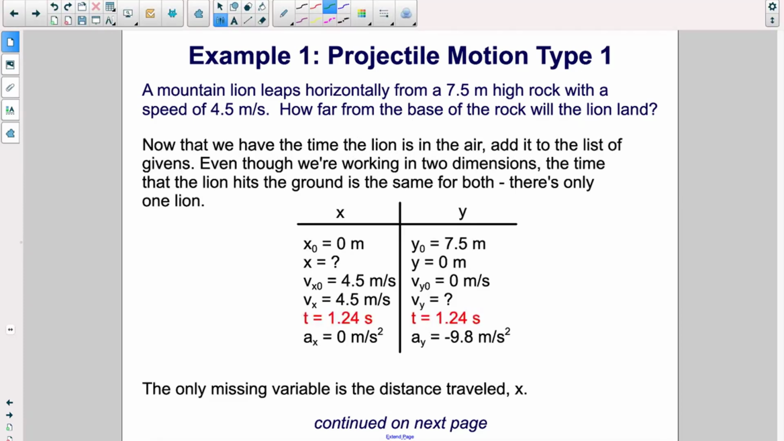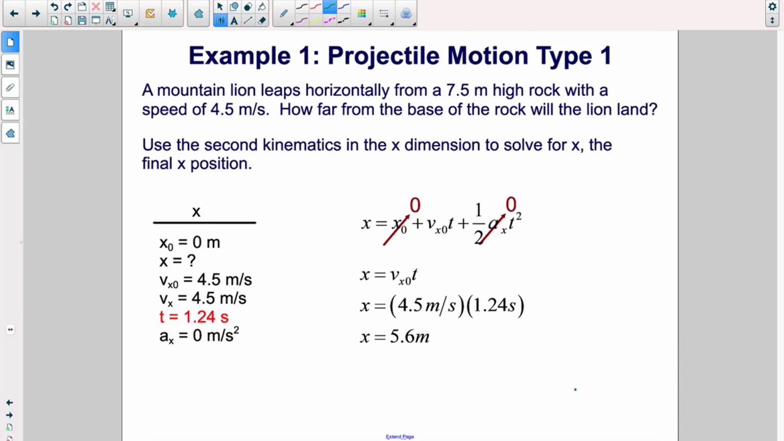Now that we have the amount of time the lion's in the air, add it to the list of givens. Look, it's here on both sides. Even though we're working in 2 dimensions, the time that the lion hits the ground is the same for both dimensions. There's only one lion. Now, the only missing variable that we're looking for is the distance traveled, x, right? We're trying to find how far from the base of the rock the lion lands. Now that we have time, we can use the second kinematics equation in the x dimension to solve for x.